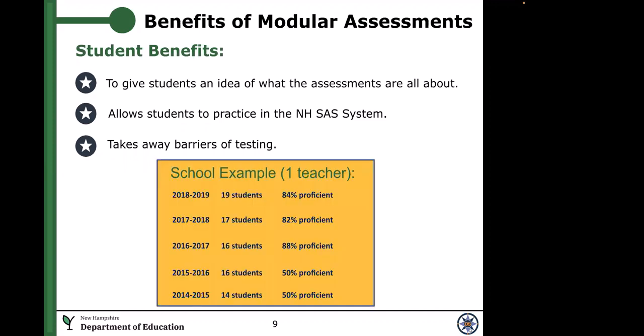This next graphic is just an example of, in the past, as we've worked on modulars over the years with teachers, what the proficiency level ended up happening with teachers that were using modular assessments. Again, not teaching to the test, but just showing the students and working through problems and really digging into those standards and making sure that they're covering what they need to cover, and proficiency goes up.